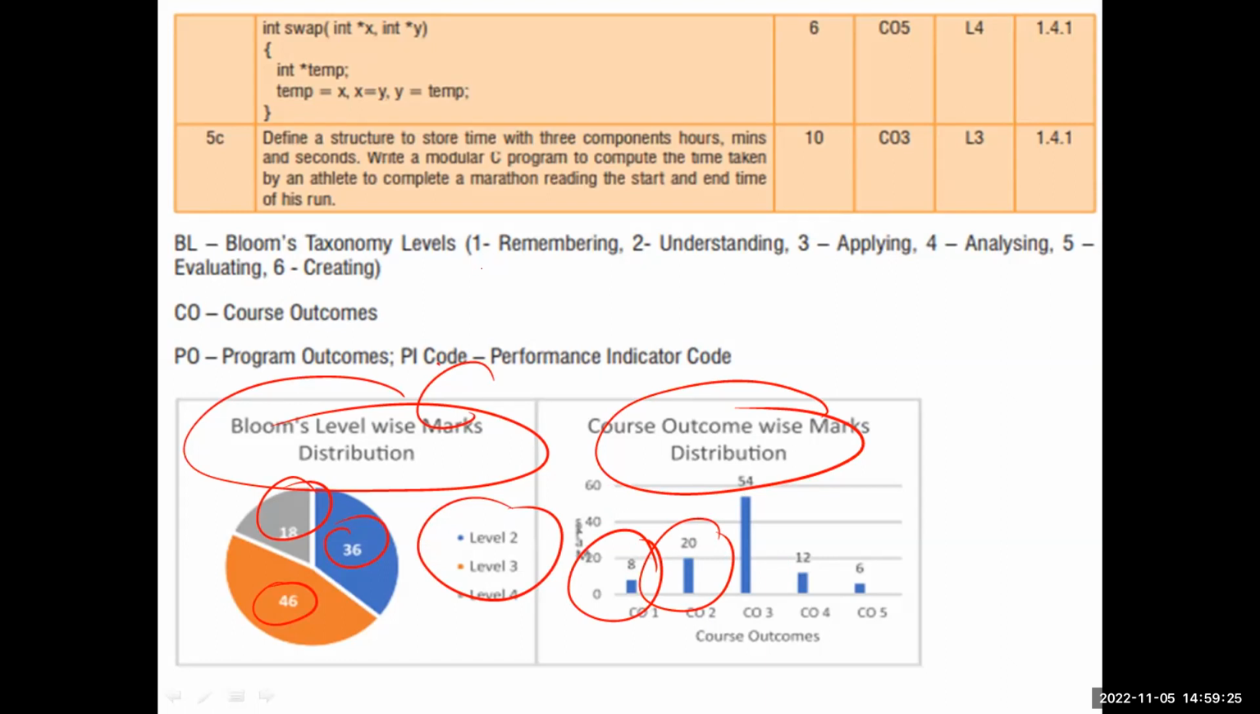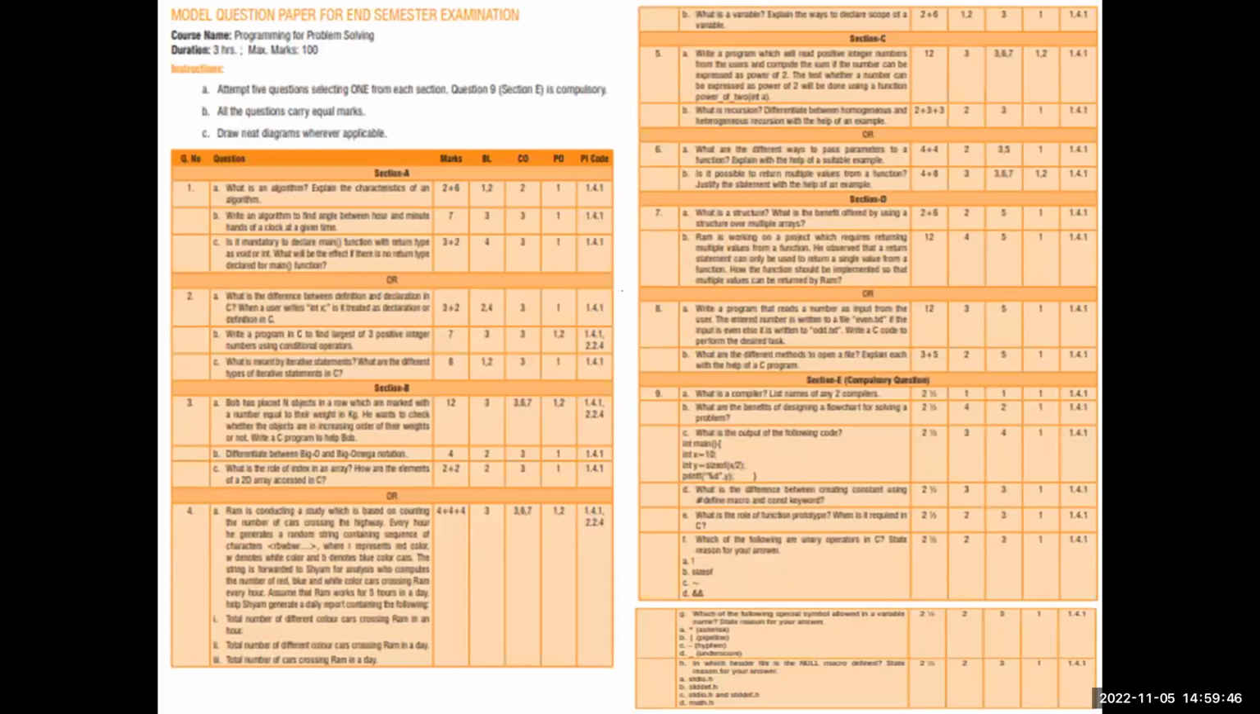Then again, level 2, level 3 means what? It is again just reminding you: remembering, understanding, applying, analyzing, evaluating, and creating, right? And CO stands for course outcomes, PO for program outcomes, and PI code, that is performance indicator code, was already discussed very well in the last slide as well, right? So this is one example. Moving to another example, maybe it's blurred from the first bench as well, but I'm just giving you an example of what kind of changes we are going to implement, that is marks, Bloom's level, CO, PO, PI code.